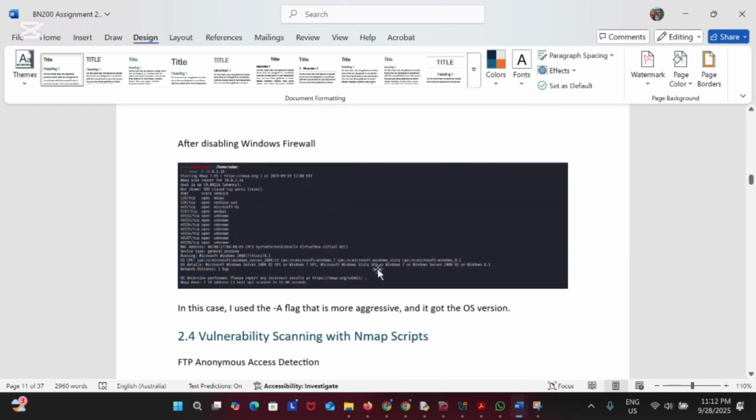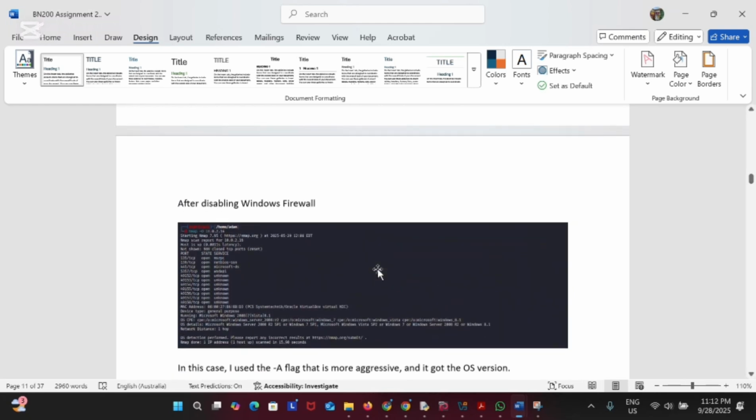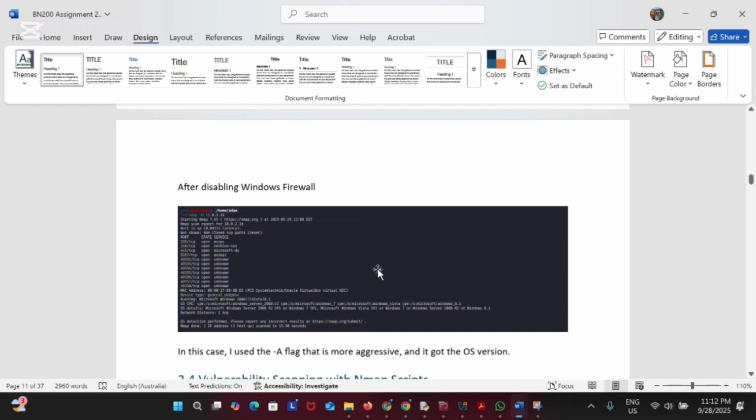This version detection revealed crucial security information: MySQL 5.0.51a which has known CVEs, a PostgreSQL version vulnerable to privilege escalation, and unencrypted Telnet access.